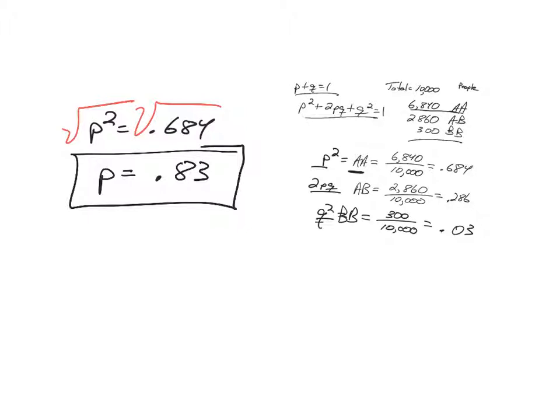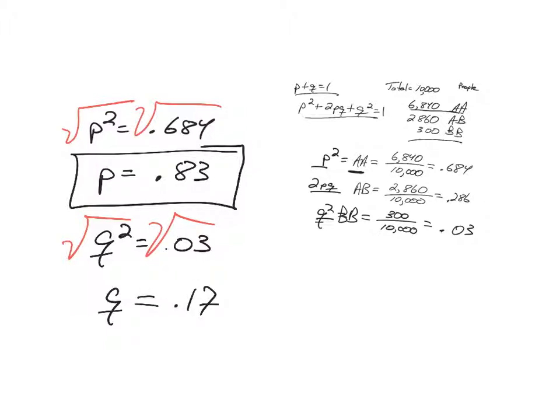What's the frequency of the B allele? Q squared equals 0.03. Q would equal the square root of 0.03, which is what? 0.17, 17%. Do those two equal 1? Yes. So I can check my work, right? If these two equal 1, then I'm on the right track.